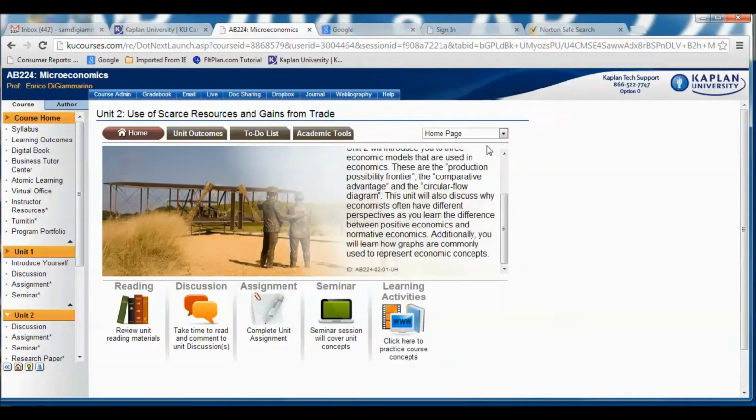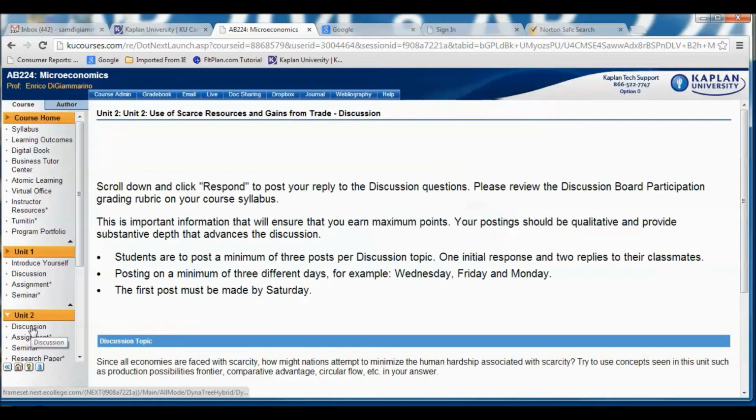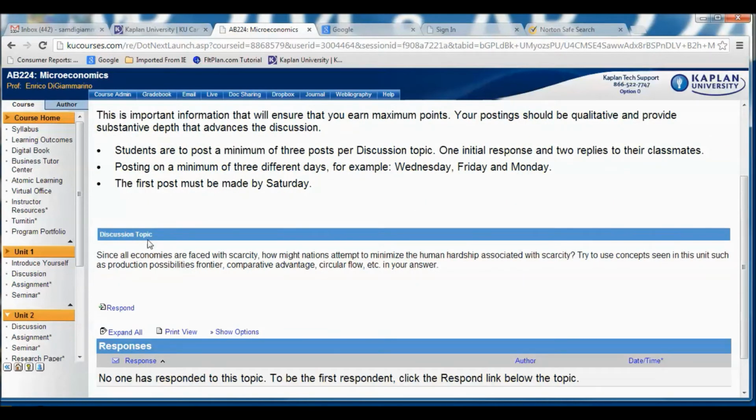Now, you notice we've got reading icon, discussion, assignment, seminar, and all that. Well, let me give you a couple hints that may help you. First off, before you go do the reading, I'm going to suggest that you go to the discussion link. You should do this right after you sign into the course. We'll go down here to the Unit 2 discussion, and I want you to go find out what the question is. Here it says, since all economies are faced with scarcity, and so on. Well, if you read the question and write it down somewhere, that may help you later.